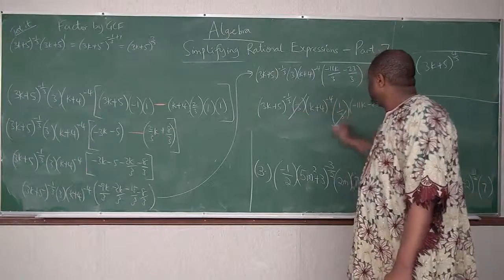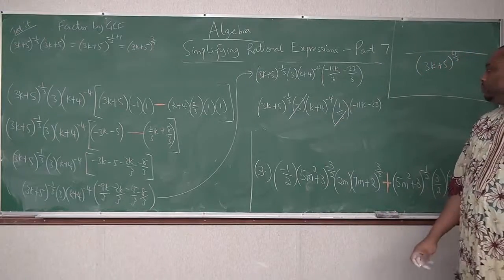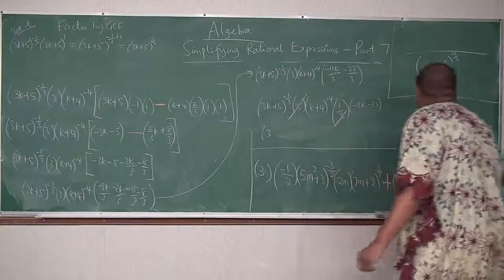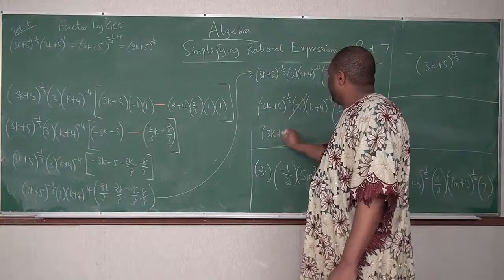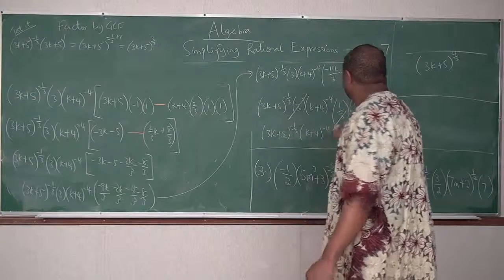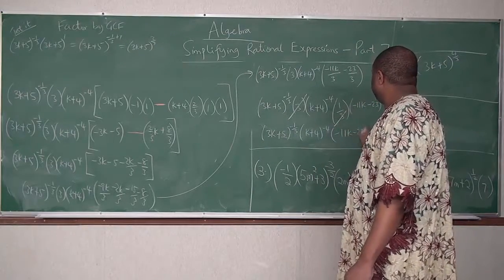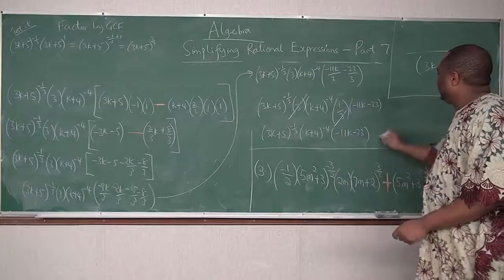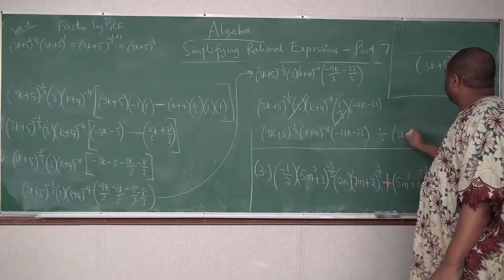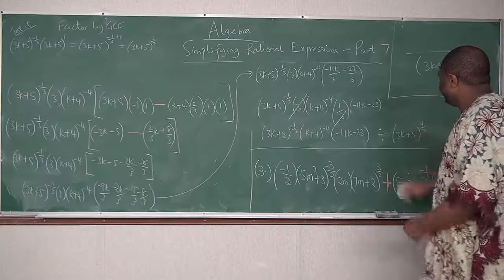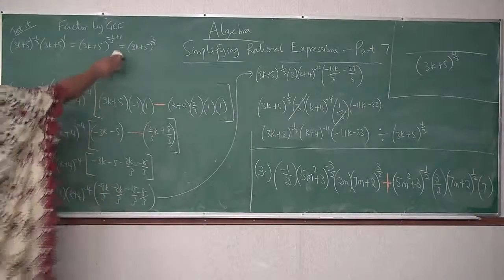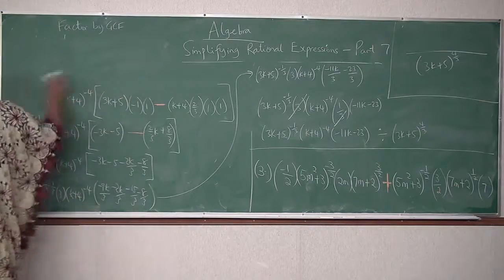Okay, this will cross out. 3 cancels, 3 divided by 3 is 1. So this will give us what? 3k plus 5 exponent negative 1 over 3 times k plus 4 exponent negative 4 times negative 11k minus 23. Now, all divided by 3k plus 5 exponent 4 over 3. Okay? So, let's finish that up.